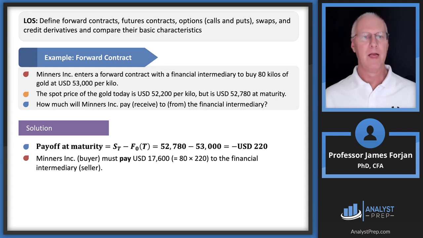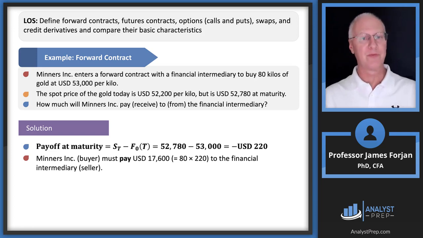All right, let's take a look at a more specific example, very similar to my financial calculator example. But let's suppose that we're a company here, Minners. We enter a forward contract to buy 80 kilos of gold at $53,000 per kilo. The spot price of the gold today is $52,200 per kilo. So I want to make a comment on this before we get into the solution. Note that the spot price today, $52,200, is what we would buy or sell the gold for today.